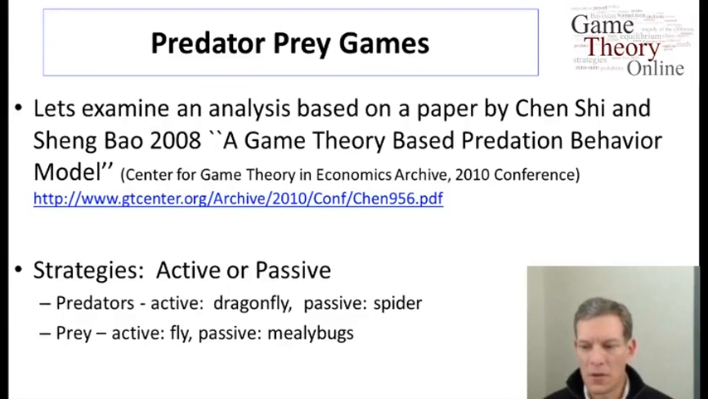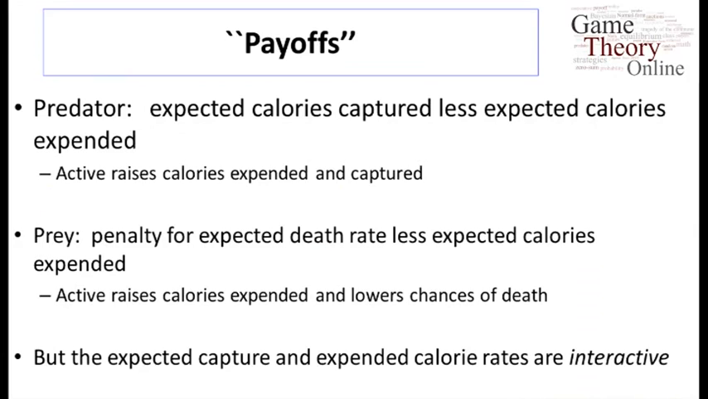So let's talk a little more about what that is going to be. The idea here is you can choose to either have an active strategy, meaning that you're expending a lot of calories, moving around quickly, or you can sit and wait. Spiders you could think of as being passive. Something like a lion that moves around and has to chase prey, that's going to be an active strategy.